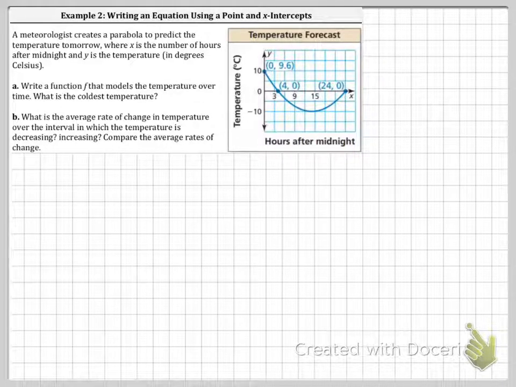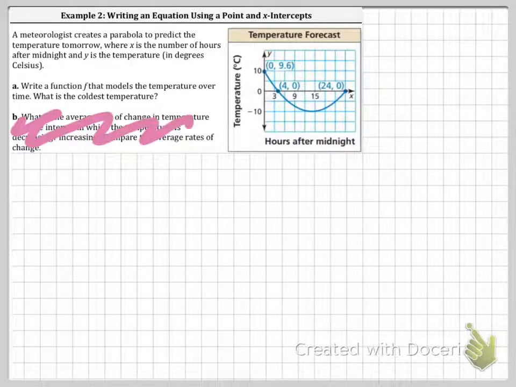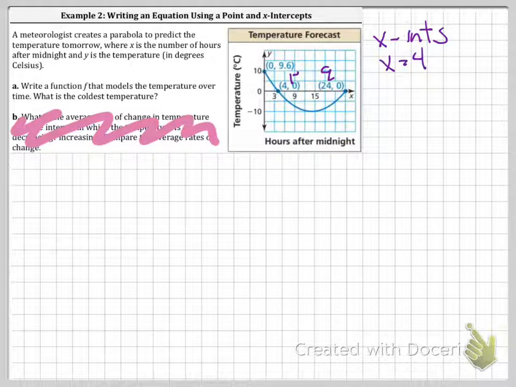And we're going to write a function f that models the temperature over time, and then we're going to figure out what is the coldest temperature. We're going to go ahead and skip this information here. And so we are given the x-intercepts of (4, 0) and (24, 0). So this is our P, and this is our Q. So our x-intercepts are at x equals 4, x equals 24.